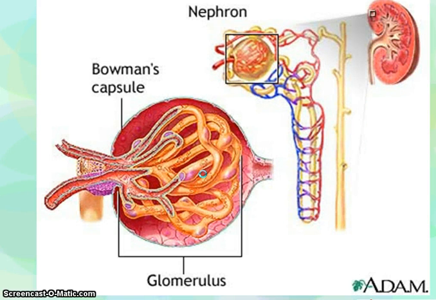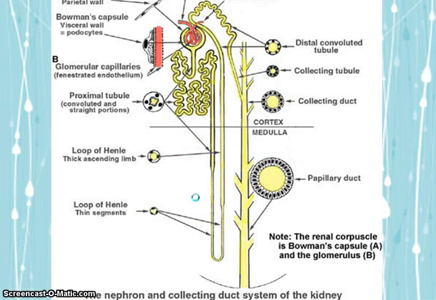Again, this is just showing you the glomerulus, a little better picture with the Bowman's capsule. Again, the glomerulus is just capillaries. And this is just a review of how this is all happening, in the order that it goes through. It's very complex for a very small structure, and they're plentiful, about 1,000,000 in each kidney.